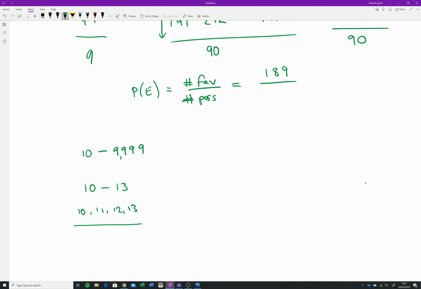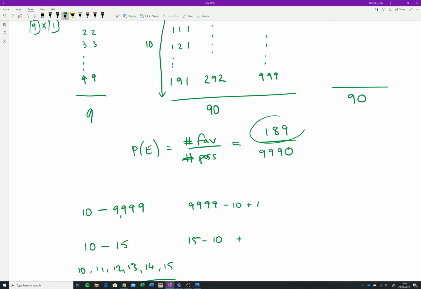So what you really want to do here, if you were to take 15, that would just be 14, 15, you can see that there are 6 numbers. So you might say to yourself, okay, I need to subtract that from that and then add 1. So 9999, take away 10 and add 1. So we do end up with 9990. That is the probability of that, of a palindromic year coming out of all of these ones here.